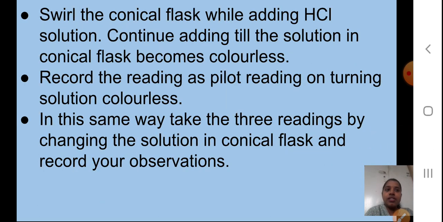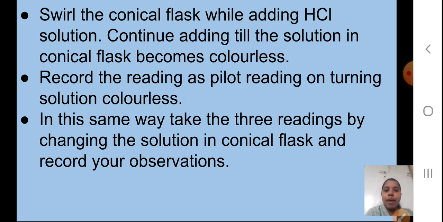Swirl the conical flask while adding HCl solution. Swirl means I'm going to move that conical flask. Continue adding till the solution in the conical flask becomes colorless. Okay students, as you go on adding HCl from the burette, the solution in the conical flask becomes colorless. And the moment it becomes colorless, you will stop.